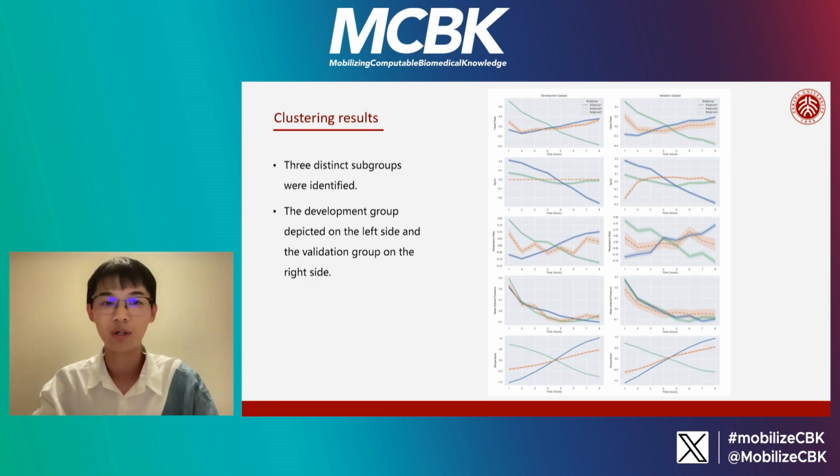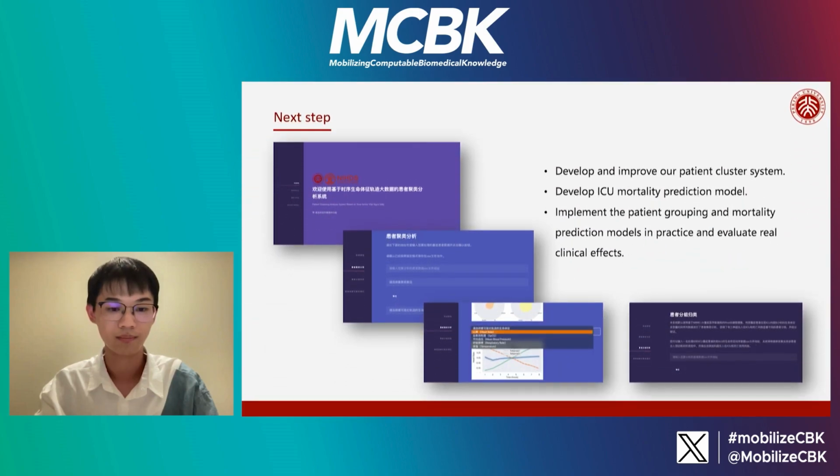By our example model, 3 distinct patient subgroups were successfully classified. We can see that they have different trends in the 5 different vital signs trajectories. Then, as the screen shows, we have developed a patient subgroup clustering system. An example model based on multivariate time series vital signs data in the first 8 hours of ICU was developed in this study, and 3 distinct subgroups were identified.